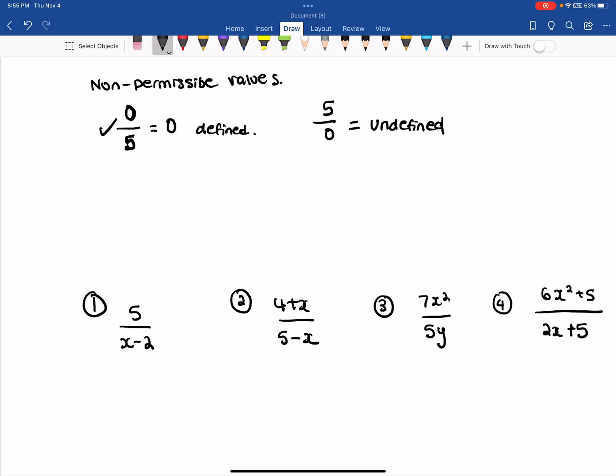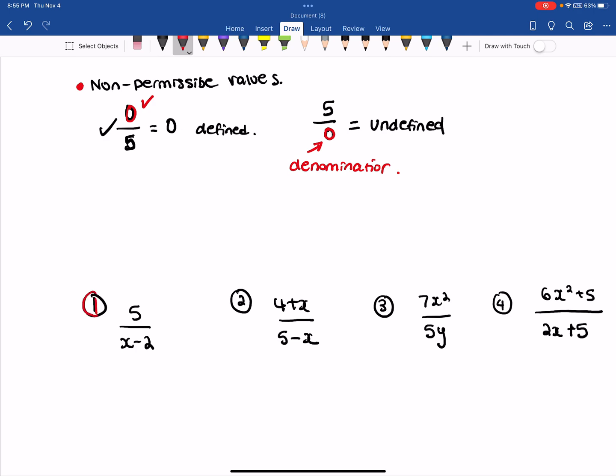So I guess what I'm trying to say is 0 on top is okay, but 0 in the denominator is not allowed. It's just not going to give you a defined solution. So 0 on the bottom is not allowed. This concept, non-permissible value, means that there's a number, or sometimes numbers, that will turn the entire bottom into 0. And unfortunately, you have to avoid that number.